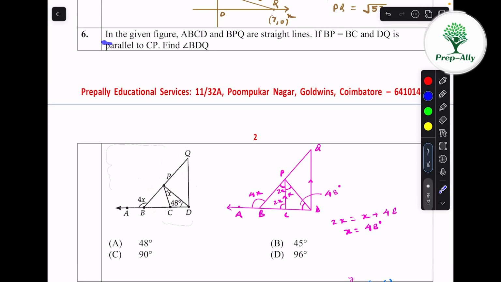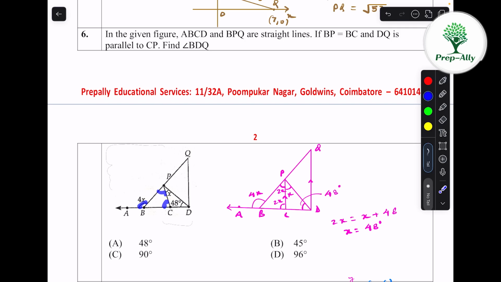See how to solve this question. The question is: in the given figure, ABCD and BPQ are straight lines. If BP equals BC, that means this angle equals this angle, and it is 4x. This angle is the sum of this and this.